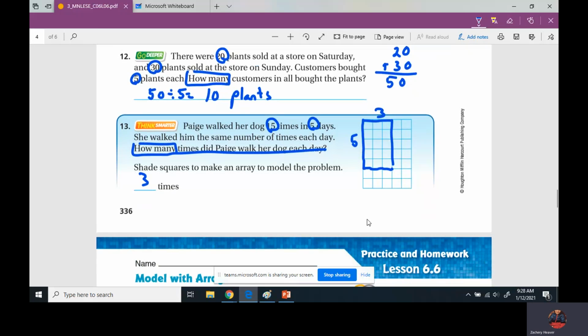This would be day 1, day 2, day 3, day 4, day 5, and it's once in the morning, in the midday, and in the afternoon.